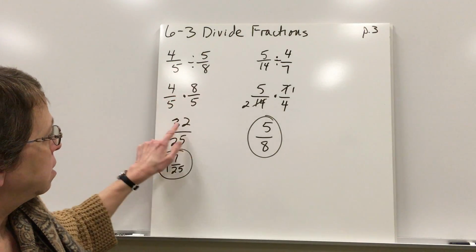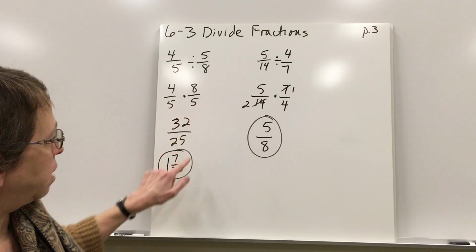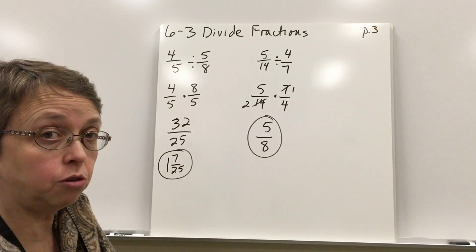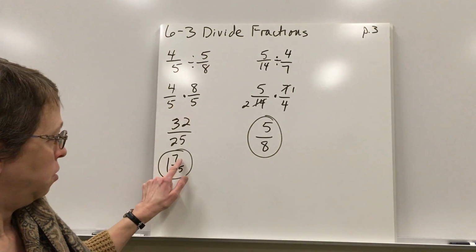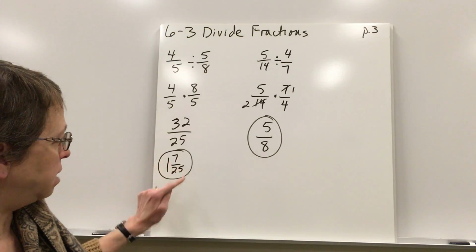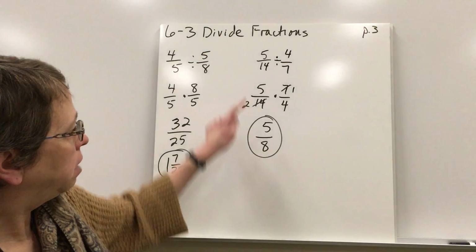4 times 8 is 32. 5 times 5 is 25. So I have 32 over 25. That is the same as 1 whole, 1 group of 25 with 7 left over. So 1 and 7/25. Last example.